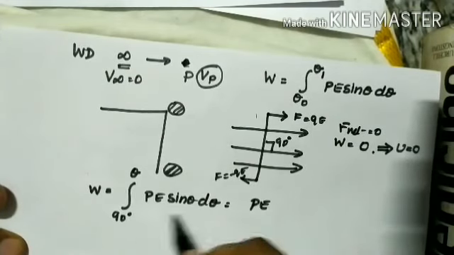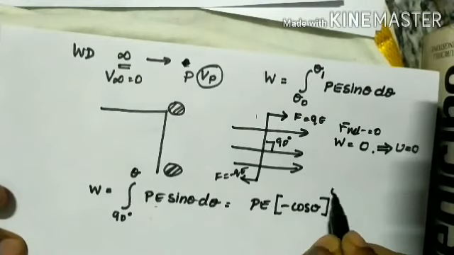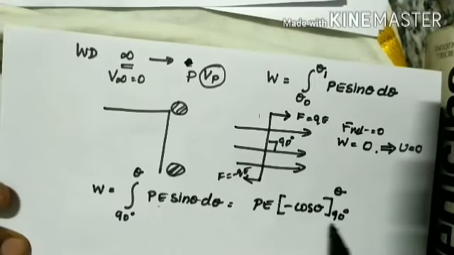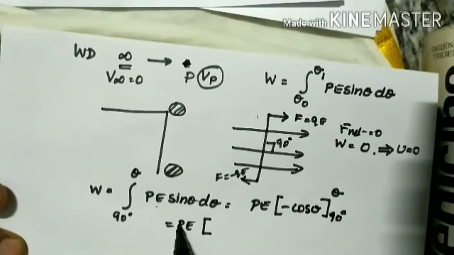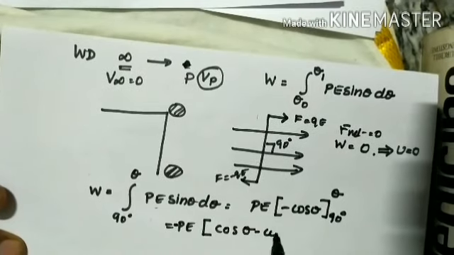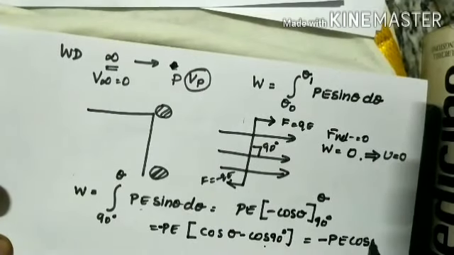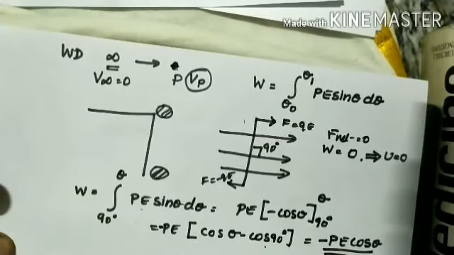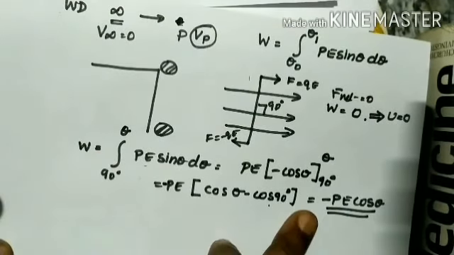P is constant, integral sine theta is minus cos theta. I'm not going to write the derivation again, guys. This is something I took earlier. Right, upper limit minus lower limit is PE. I'm going to write the minus outside. Cos theta minus cos 90 degrees. What is cos 90 degrees? It is 0. So it becomes minus PE cos theta. This is the expression for work done for a dipole in an external field.